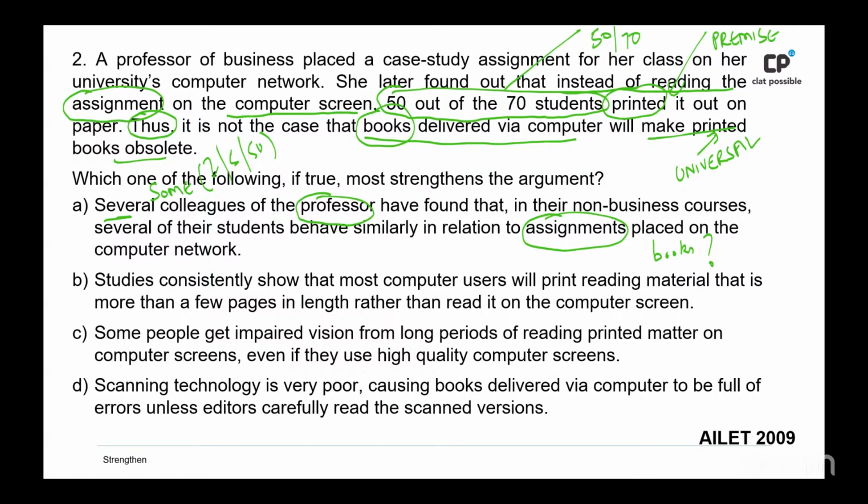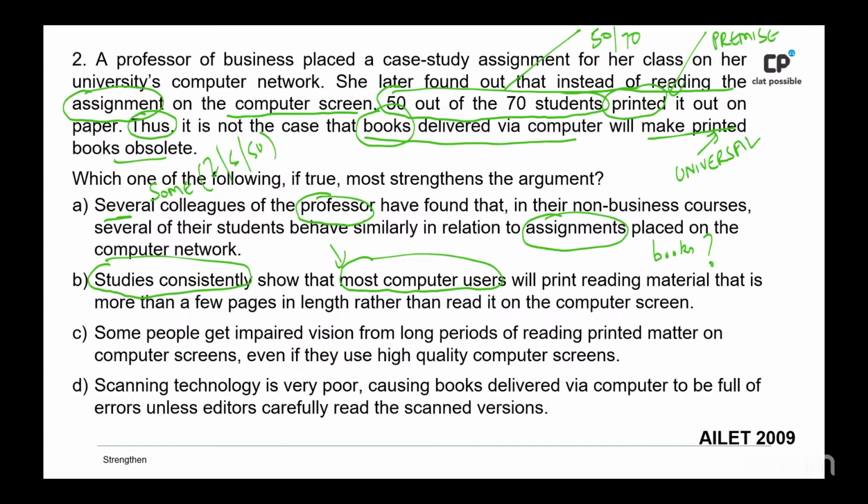Studies consistently show that most computer users will print reading material that is more than a few pages in length rather than read it on the computer screen. So just look at how the phrasing of this option goes. Studies consistently show most computer users. Who's a computer user? Somebody who's likely to read books on the computer, right? Somebody who owns a computer and who can read books on the computer, right? Most of them, not some people, not some students in the class, not restricted only to a class.